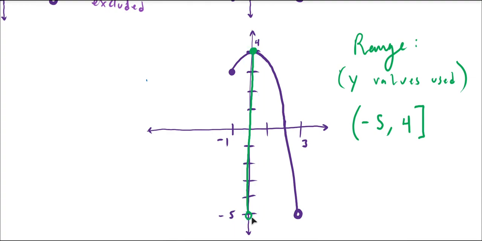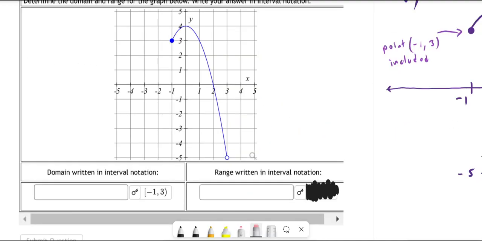That means we're going to use all of these y values, starting from this lowest one, which corresponds to this open circle here. So we leave out negative 5, but we include everything else all the way up to 4, the highest y value that is used. And that inclusion means we use a bracket with the 4, and the open circle is why we use a parenthesis with the negative 5. So these are our two intervals, and we can check that those are correct. Look pretty good. We move on.